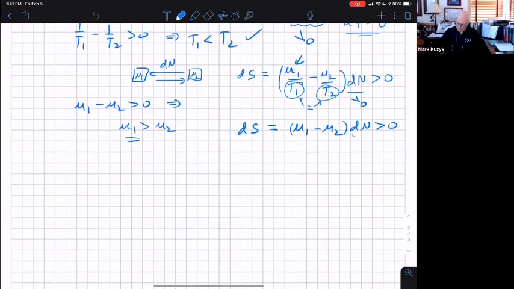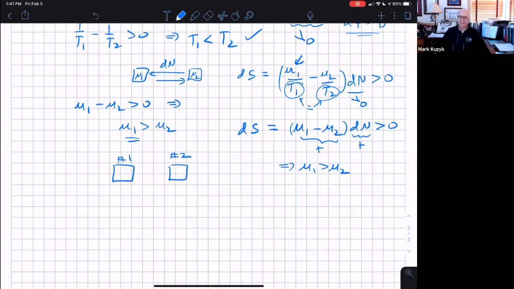Okay, so this says if this is positive, then that has to be positive, which implies that mu1 is greater than mu2. Okay, so far so good. So now let's draw the picture for that. Here's system number 1. Here is system number 2.